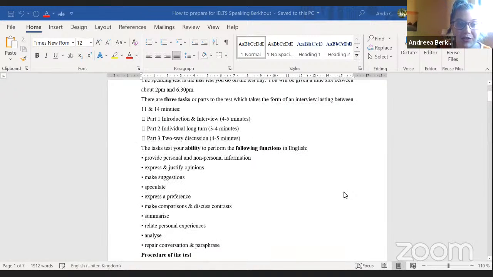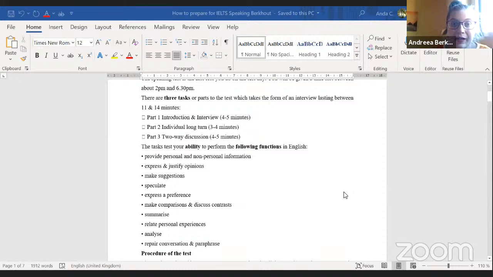So there are 3 tasks on the speaking, and the total duration of the speaking will be around 11 to 14 minutes. Because part 1 is just an introduction and a very brief and simple interview, which will last between 4 and 5 minutes with very basic questions. Part 2 is an individual long turn, which lasts 3 to 5 minutes, but for 1 to 2 minutes you are supposed to speak about a certain topic.